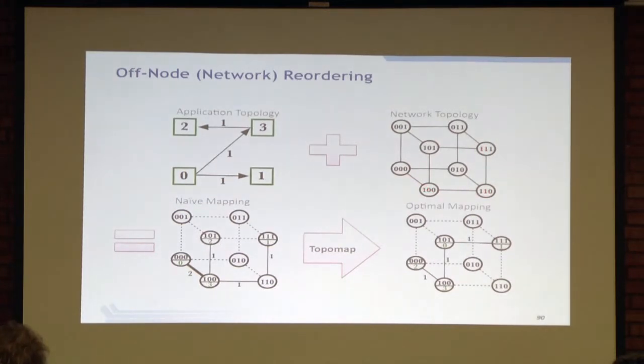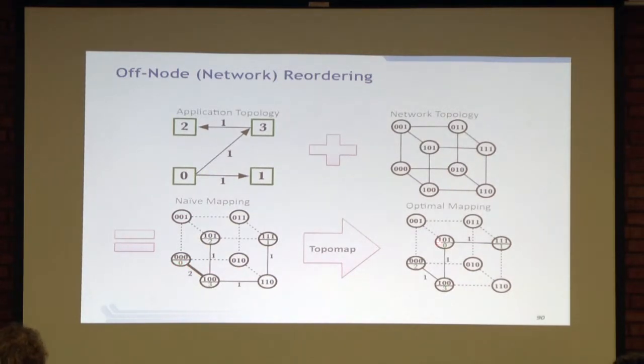So if you just do a default mapping and you put rank 0, 1, 2, 3 here, you find that 0 needs to communicate with 1 and 3. So how will it go to 1? It needs to communicate with 3, so this is 0 and 3. But to go to 1, it will follow the same set of links and go here. So this will have 2 sets of messages coming down this link, and others have 1.